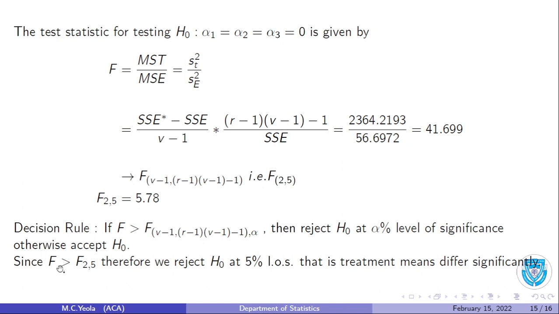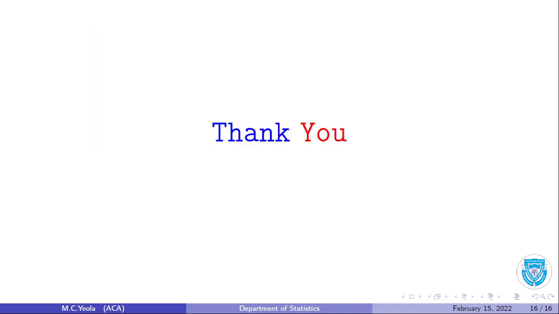See here, F calculated is 41.69. So it is much larger than this one. So we have a very significant difference here. F is greater than F25, therefore we reject H naught at 5% level of significance, that is, treatment means differ significantly here. Thank you.